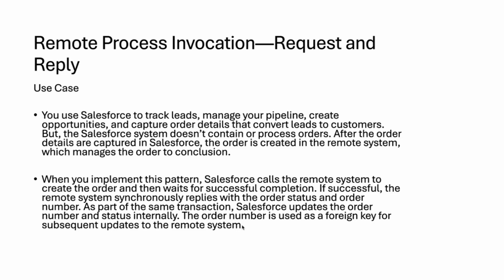So to identify any order updates, like after the order is created in the remote system, if there are any changes, that is tracked using the foreign key. So here, if we see, we are calling the third party remote system for creating the order and it creates immediately, then it replies with the order number and the order status.